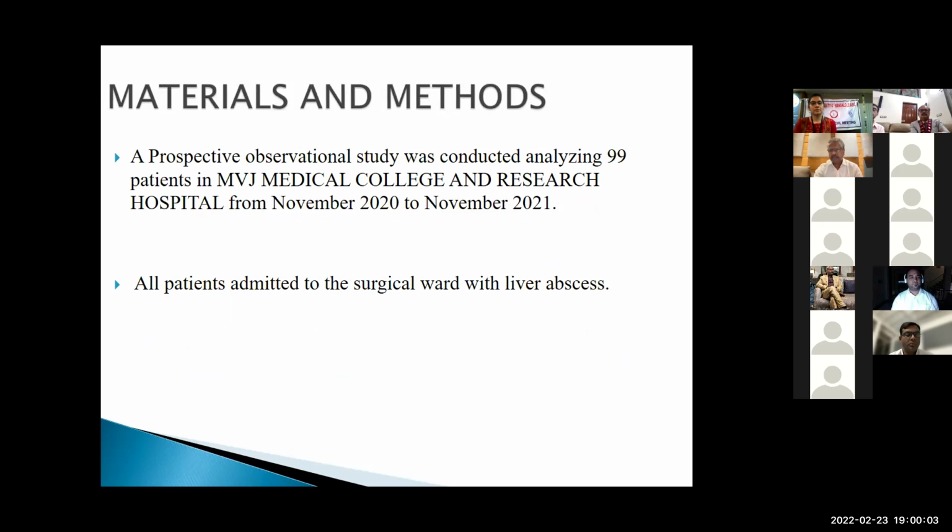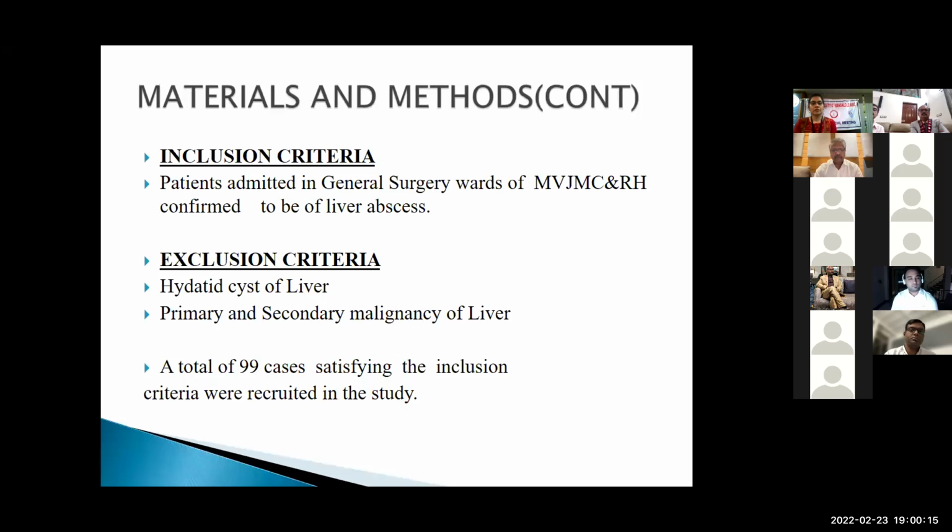Materials and methods of the study: this is a prospective observational study conducted analyzing 99 patients in MVJ Medical College and Research Hospital from November 2020 to November 2021. All patients admitted to the surgical ward with liver abscess were included. Inclusion criteria were patients admitted in the general surgery wards of MVJ Medical College and Research Hospital confirmed to have liver abscess. Exclusion criteria were hydatid cyst of liver and primary and secondary malignancy of liver. A total of 99 cases satisfying the inclusion criteria were recruited in this study.